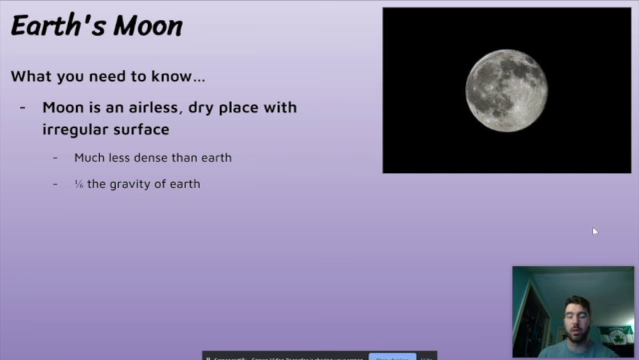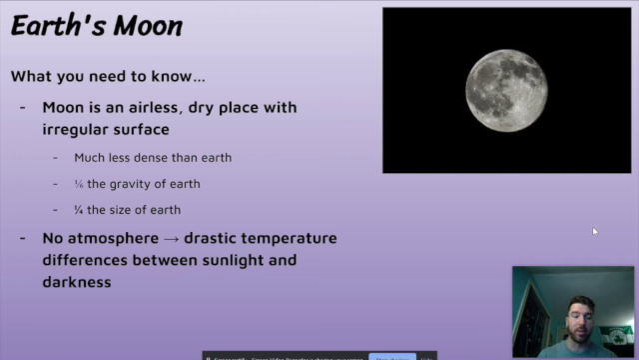The moon also has 1/6 the gravity of Earth, so once again, you would weigh much less on the moon than you would on Earth, just because the moon's gravity isn't as strong as Earth's. And it's also about a quarter of the size of Earth. So it's much less dense, it doesn't exert nearly as strong a gravitational pull, and it's much, much smaller.